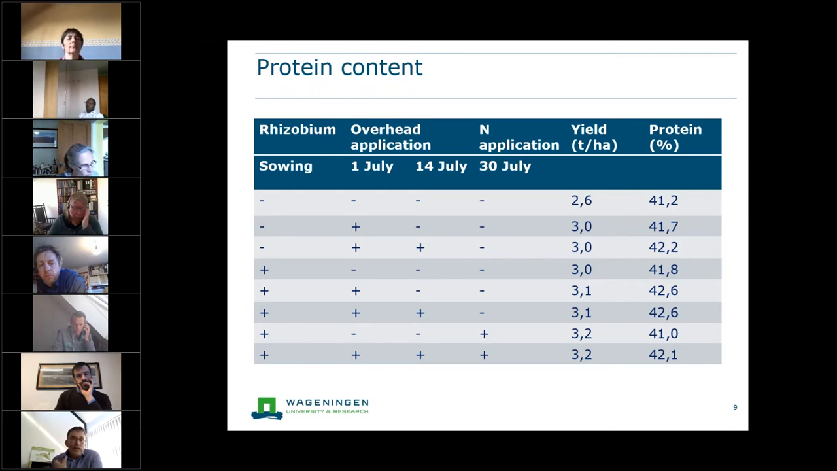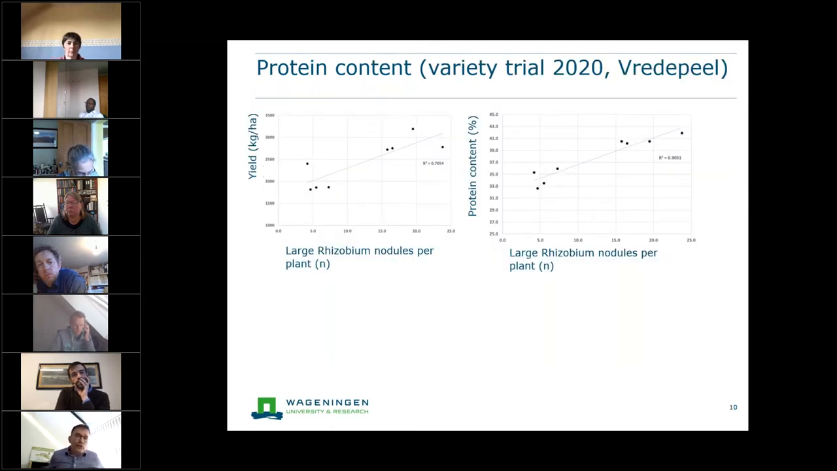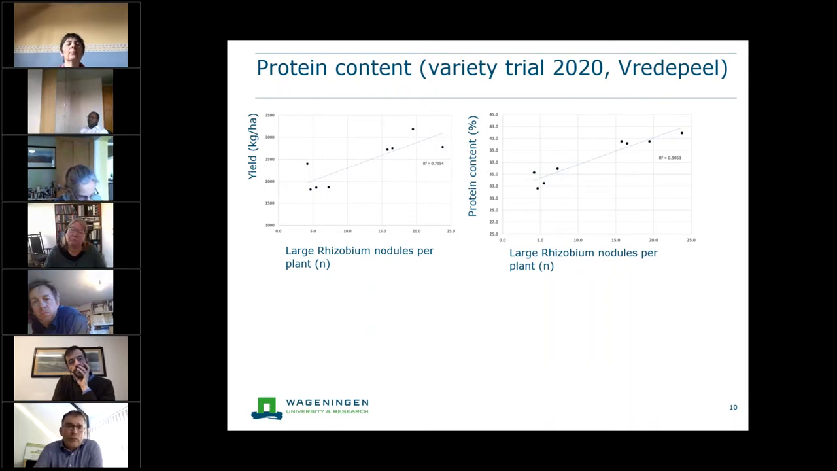And it is interesting because we noted in the field that in many cases, some plants did not have even rhizobium nodules, others did. So we started to look at these. We did some rhizobium nodule counts per plant, and you see that the yield increase and the protein content increase if you have more rhizobium nodules per plant. And there was a large variation in the number of plants that had and the number of plants that had not rhizobium nodules, and that was I think the main thing to work on if you wanted to improve protein content.